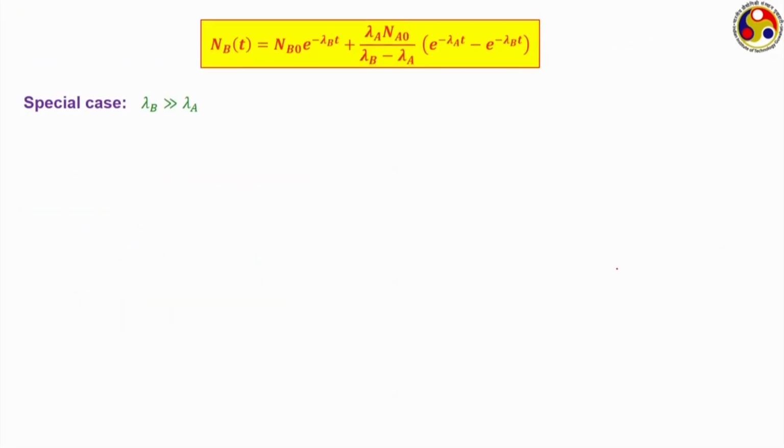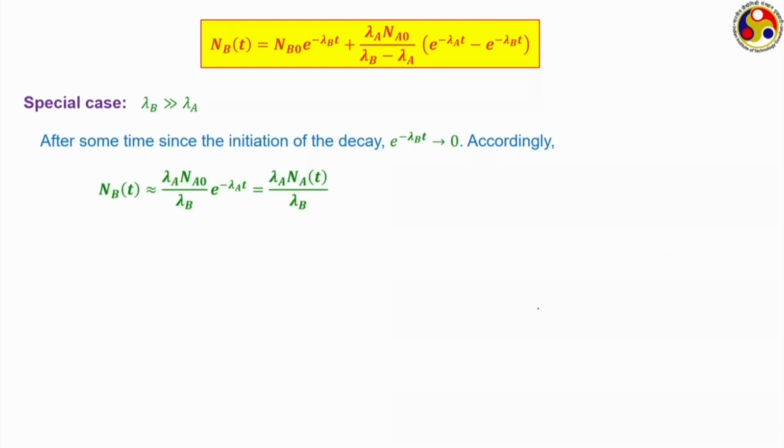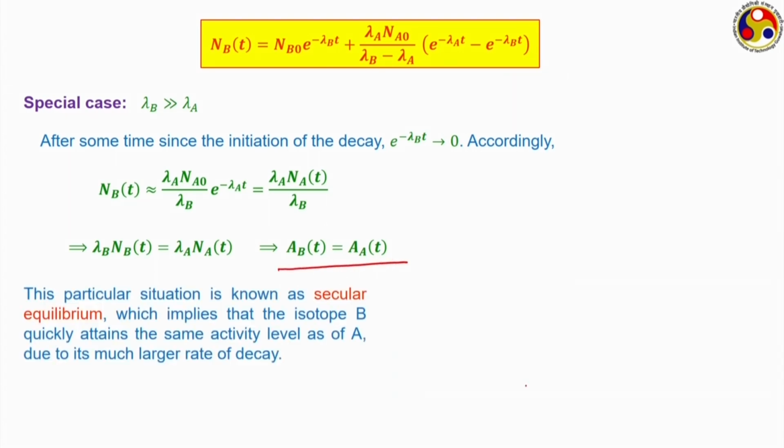Now, we have a special case when lambda B is much greater than lambda A. If we put these numbers through the original expression for Nb, after some period of initial growth, e to the power minus lambda B t tends to 0, and accordingly we have this mathematical development: lambda B Nb is equal to lambda A Na, or the activity of B is equal to the activity of A. This is a very important relation. This is what we call the secular equilibrium, which I have mentioned a couple of slides back. The isotope B quickly attains the same activity level as that of A due to its much larger rate of decay.